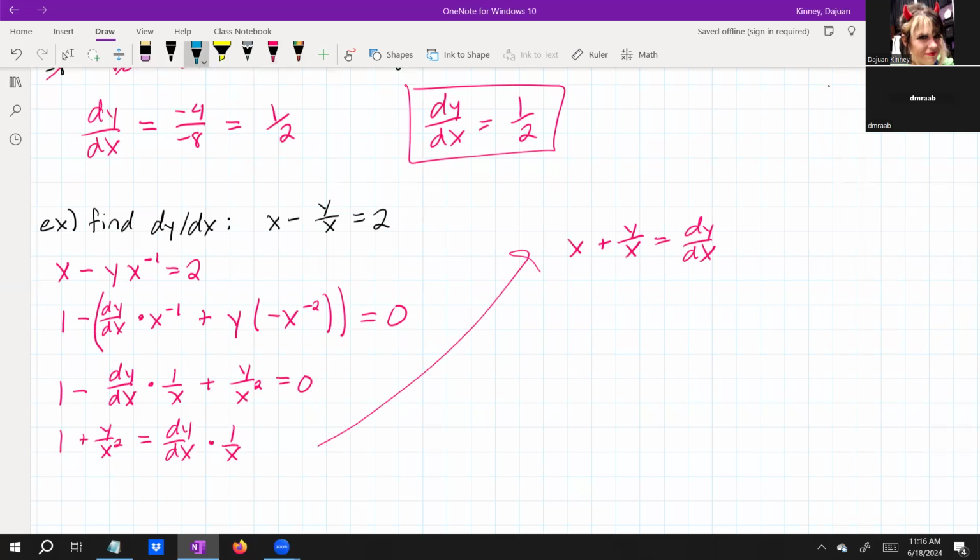Well, actually, if I take my original function, you get x minus 2 equals y over x. I can plug this in right there. So it gives me x plus x minus 2 equals dy dx. 2x minus 2 equals dy dx, and we're done.